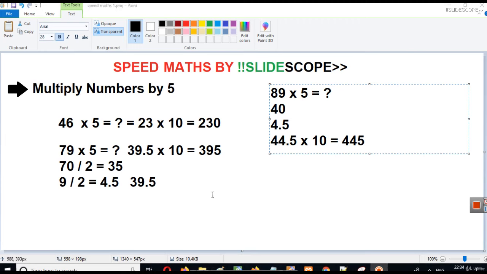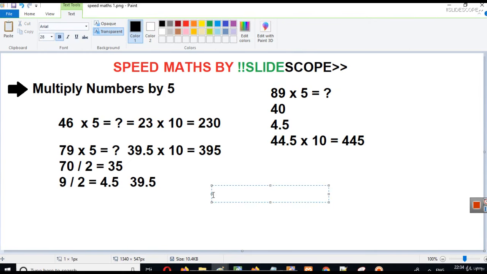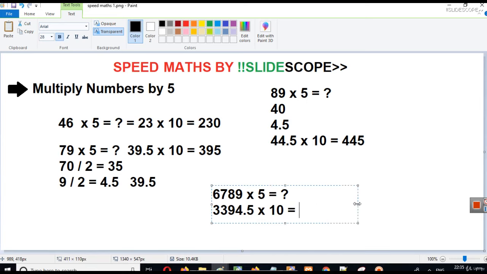We can take examples with numbers of 4 digits or 5 digits also. Let's take a random number. Let's say 6789 multiplied by 5 is equal to what? It is really easy. What is half of 6? 3. What is half of 78? 39. What is half of 9? 4.5. So the answer is 3394.5 multiplied by 10. So just remove the decimal. So it will be 33945.